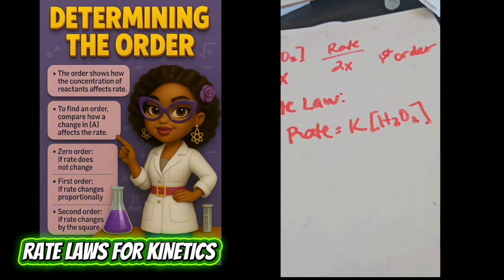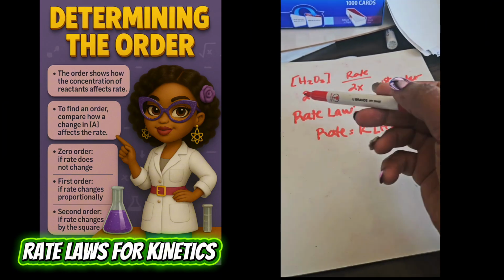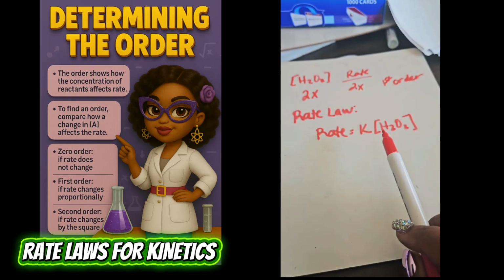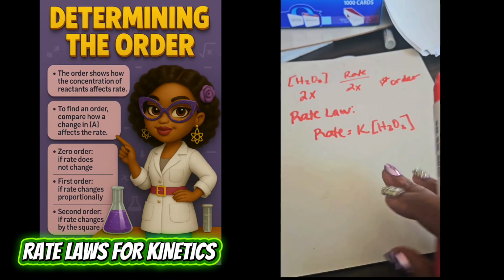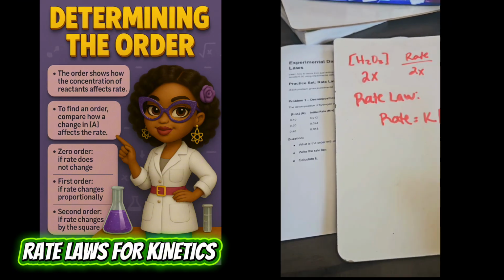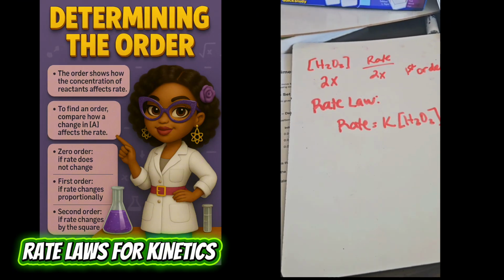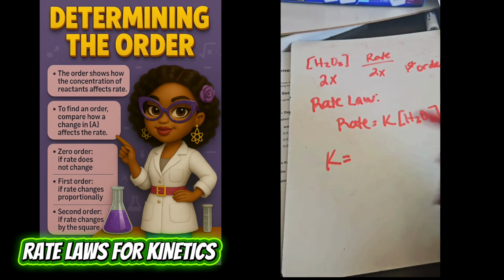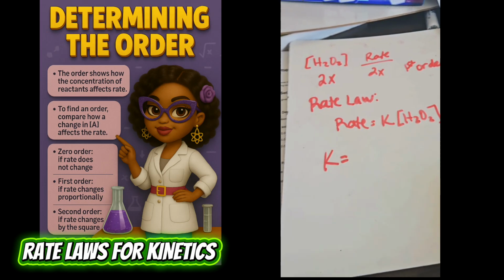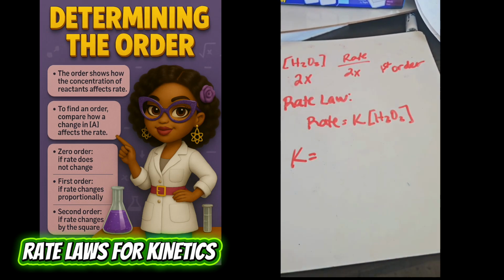Our rate law is only respective to the reactant, so in brackets, I put H2O2. Now to find the K, because over here it says calculate K, here's how we're going to do this. K equals, and I'm going to break this formula down because I want to make sure that you guys can see exactly how this works.